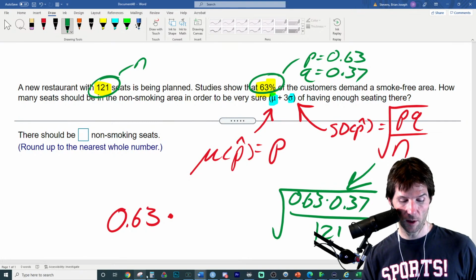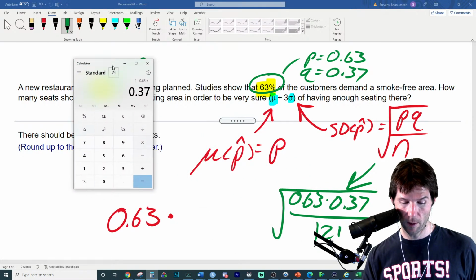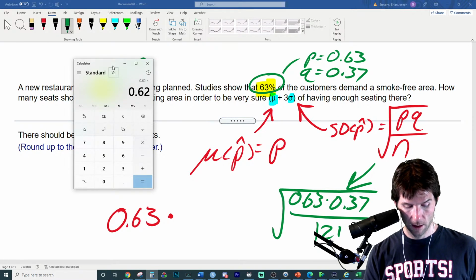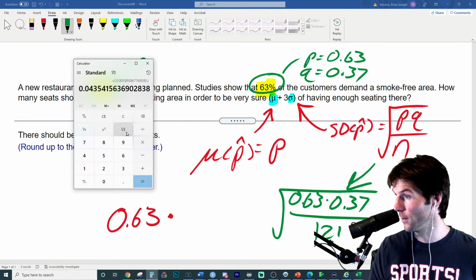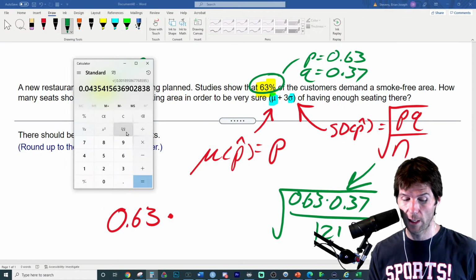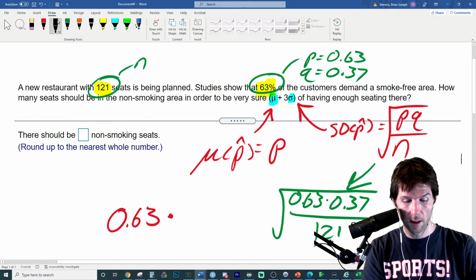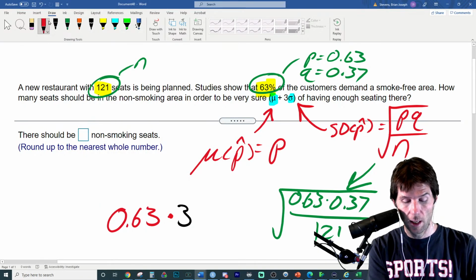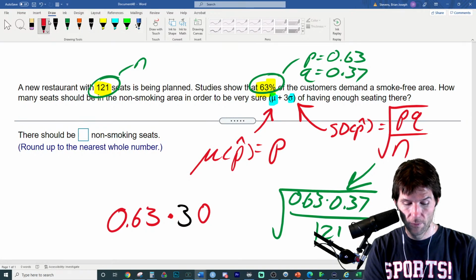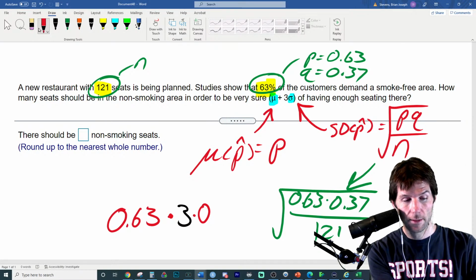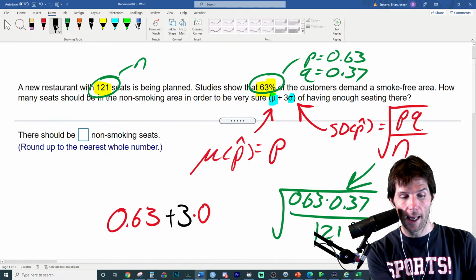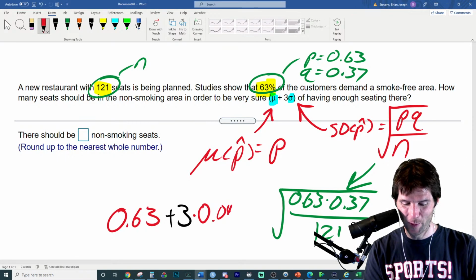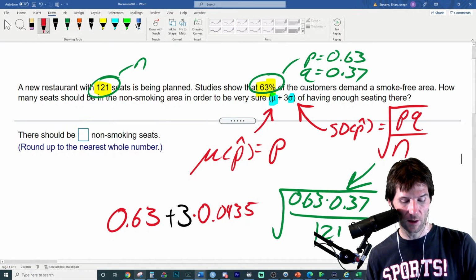Just make sure to be very careful with your numbers. It's easy to make a math error. Square root of p times q over n. Hopefully I didn't make a math error. 0.0435. And we're going to make sure we multiply that by 3 and, oh, wait. There we go. It's plus. Look at the equation. 0.04, I think that was right? Let me look at the numbers.